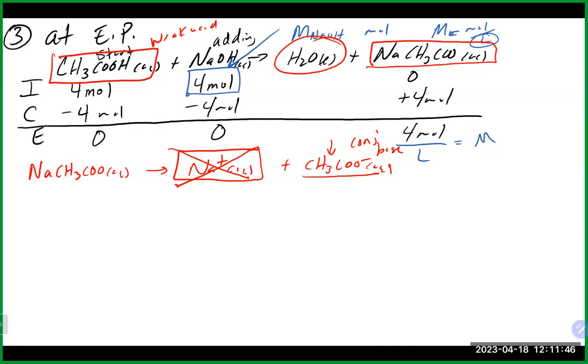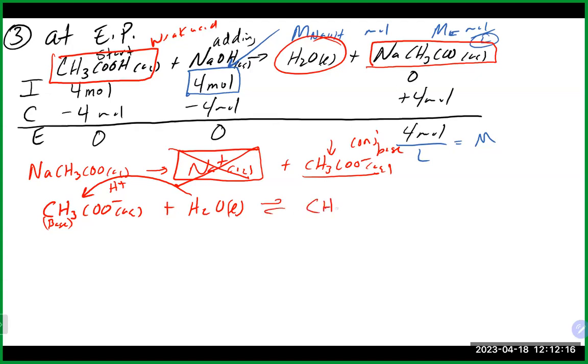So we will need to do a second ice table, and the second ice table is a hydrolysis problem, and that is our salt, which we know comes from a weak acid, which means it's going to act as a base when it reacts with water. It will accept the H plus from water, and when it accepts the H plus from water, we are going to make acetic acid, which is where it comes from, and we will produce hydroxide.